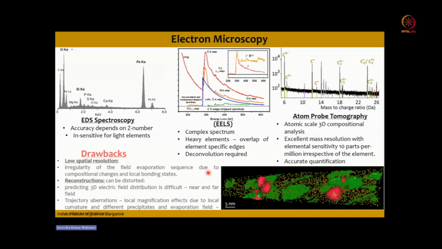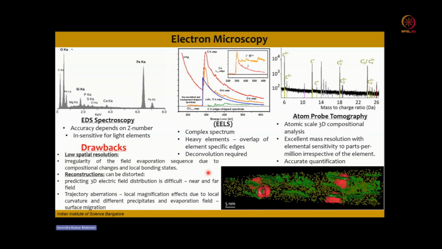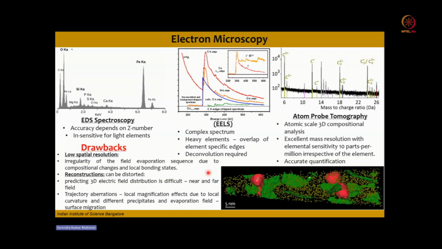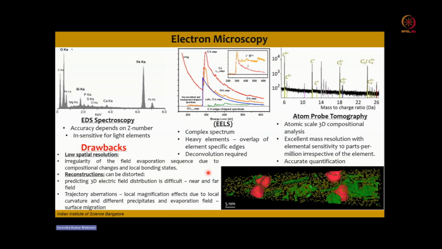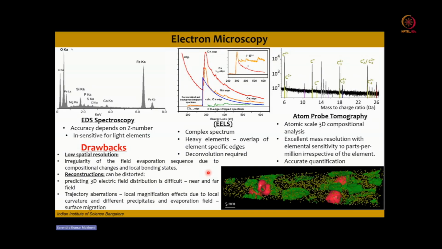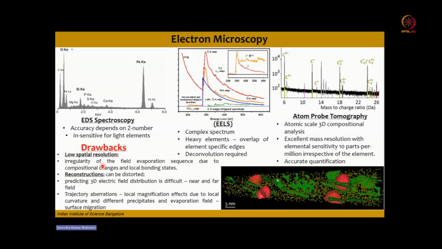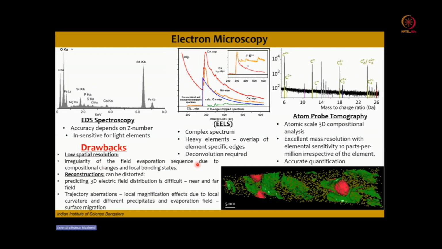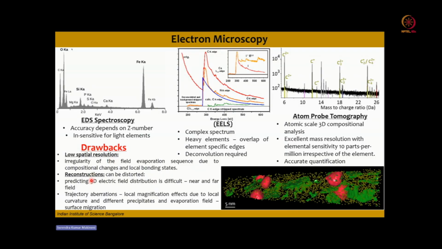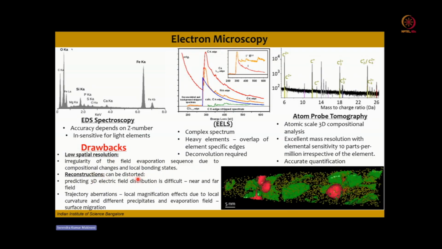Fine. However, as I told in the atom probe tomography classes, there might be some reconstruction issues, where the major drawback is low spatial resolution. This is due to the irregularity of the field evaporation sequence due to the compositional changes and local bonding states. The reconstruction can be distorted.